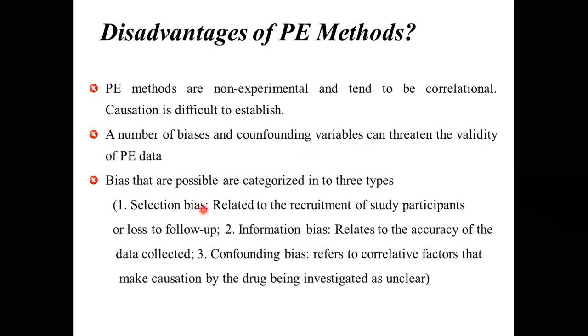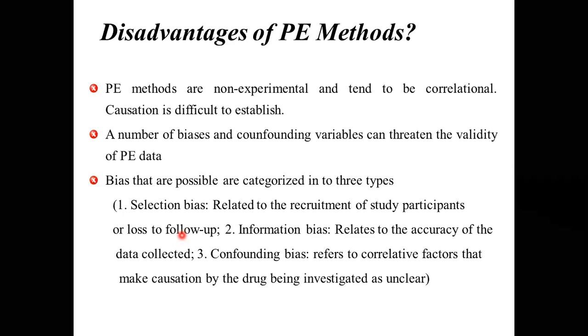Selection bias is related to the recruitment of study patients or loss to follow-up. You may recruit a patient based on his report only, you don't check anything, but whatever he has reported, you believed and recruited him or her into your study. Sometimes the patient is an alcoholic or a smoker or habituated to other drugs and did not tell you, and then you made a mistake of enrolling the patient. That is known as selection bias.